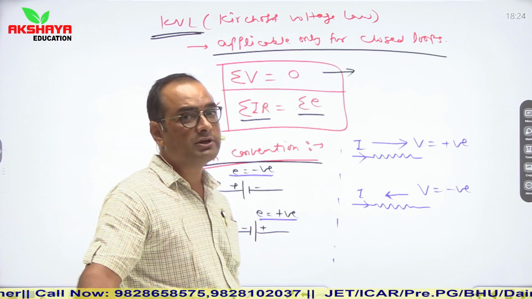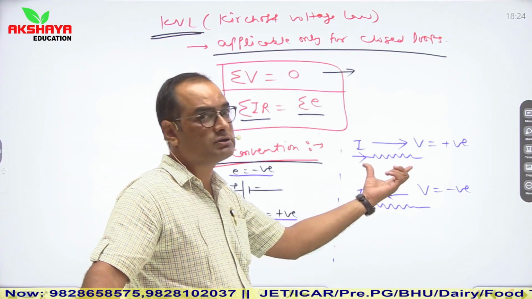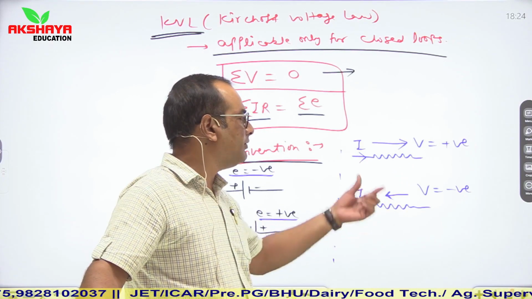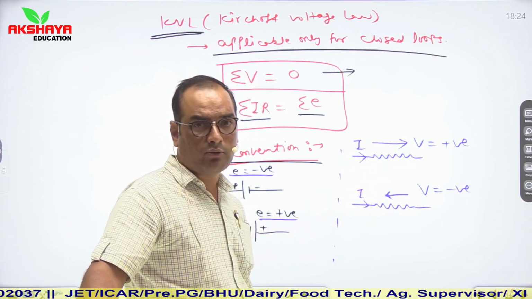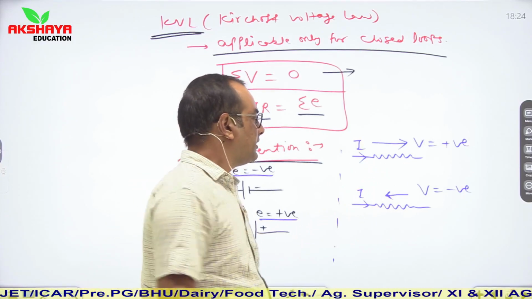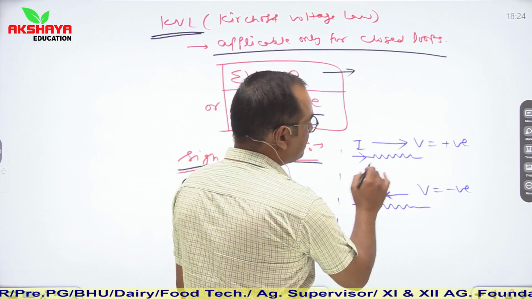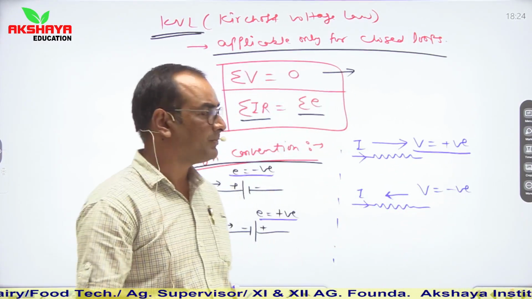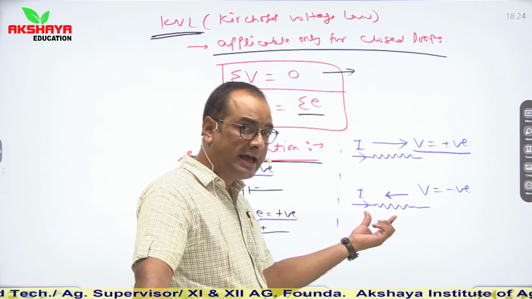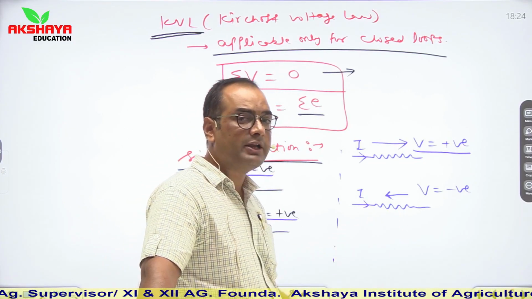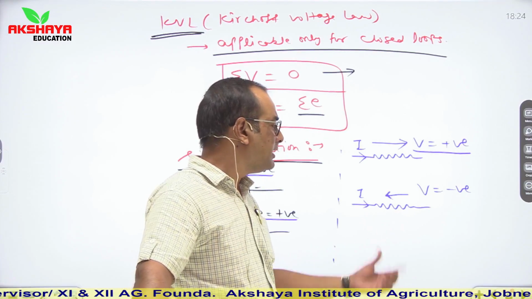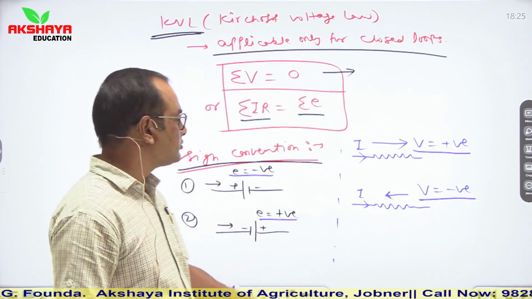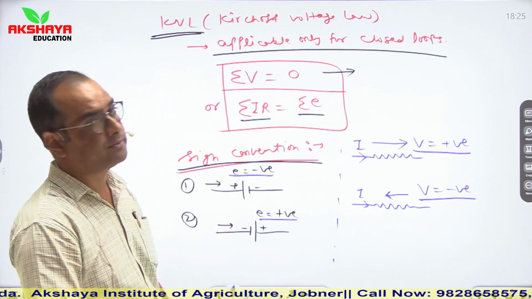Now the sign convention for potential drop across a resistor. If we move in the direction of current and a resistor comes there, then the potential drop across this resistance is positive. And if we travel in the opposite direction of current flow, then the potential difference across that resistor is taken as negative. So this is the sign convention for Kirchhoff's law.